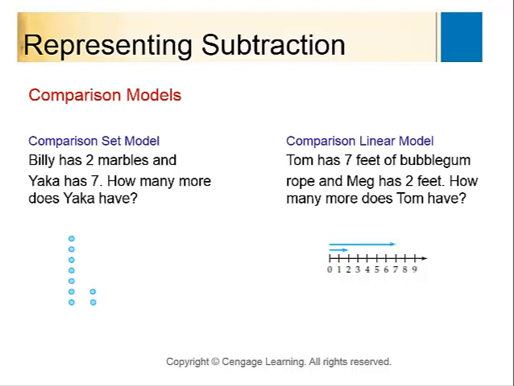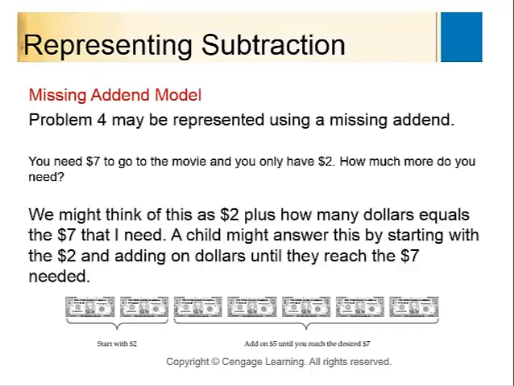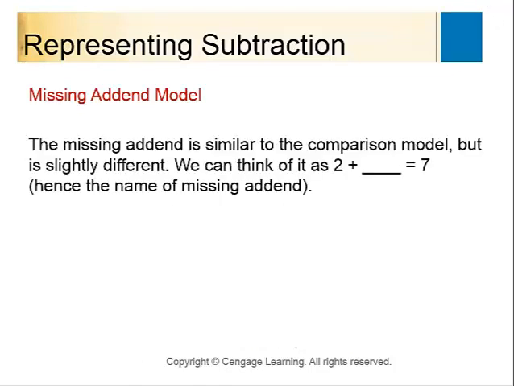Here are problems, I believe they were 2 and 5, and they were the comparison models looking at how many more one has than another. And finally, problem 4, we were looking at the missing addend to try to figure out how much was missing so that we could get to the desired result, which would have been, in this case, $7. So we started with the 2 and then figure out what's missing in order to get 7. And here it is symbolically.